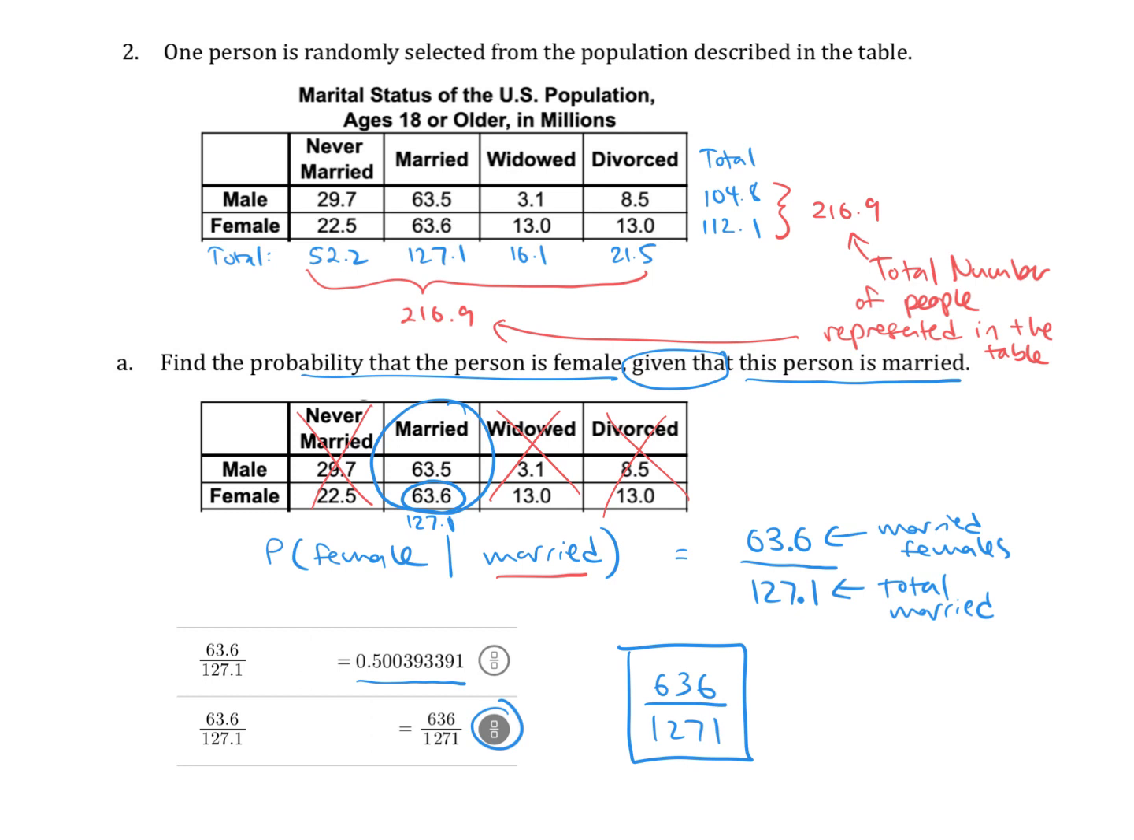And then sometimes you'll be asked to change it to a decimal and round to a certain decimal place. So let's say we wanted to round to the hundredths place, which is the second digit, 2 decimal places. We would put approximately equal to 0.50. And that would be a decimal approximation rounded to 2 decimal places.